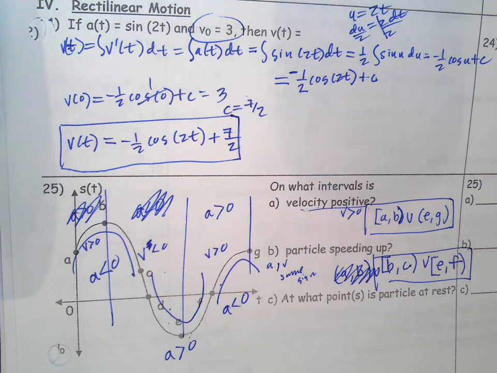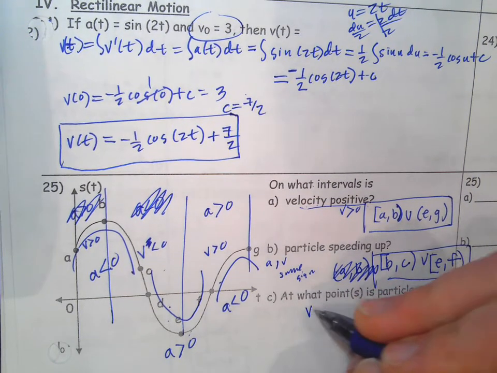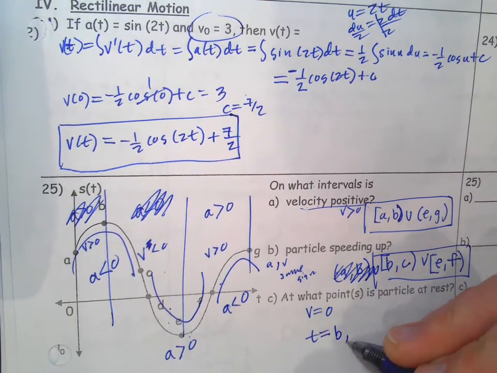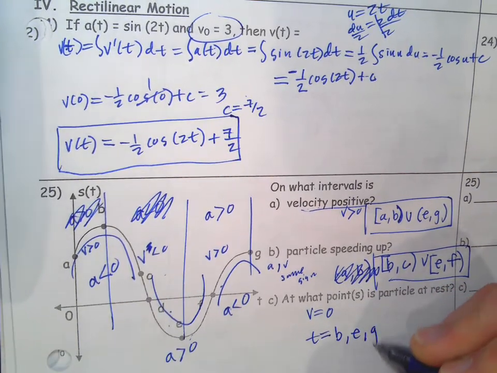C, at what points is the particle at rest? So that's going to be when velocity equals 0. So we're going to say time equals B, E, and G.